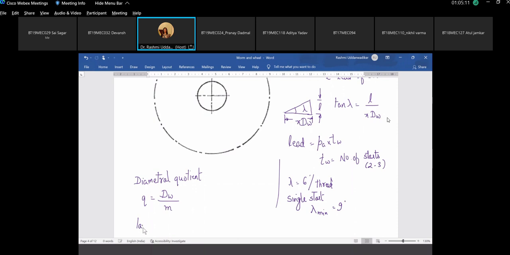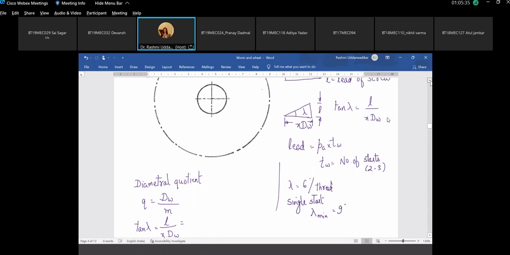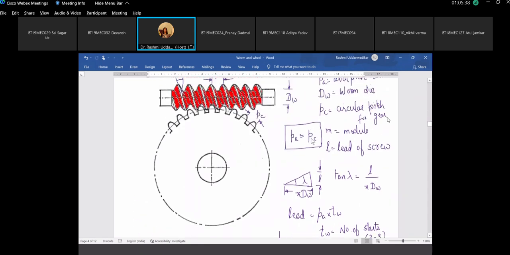And I am now rewriting this expression of tan lambda, which is lead upon pi dw. Now lead is equal to the axial pitch for a single start thread, and for the worm and wheel to mesh, as I told you, this PC should be equal to PA. PA is equal to PC for a single start thread, but for a double start or triple start thread, this is equal to the number of starts into axial pitch. And so this lead will be equal to circular pitch in case of a multiple start thread. So the lead is equal to PA into TW.